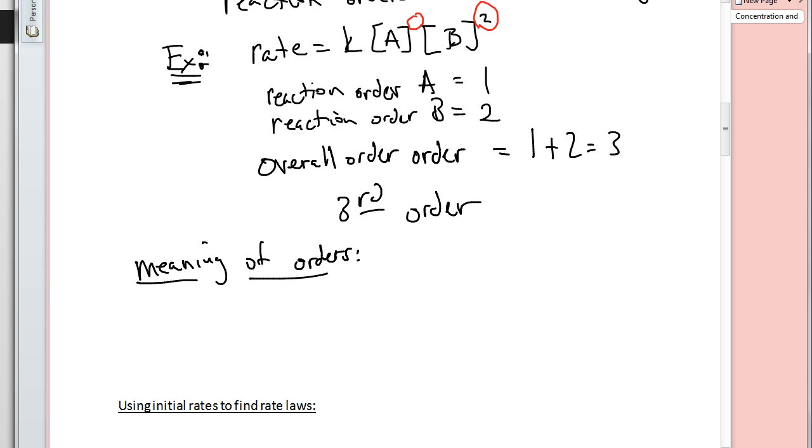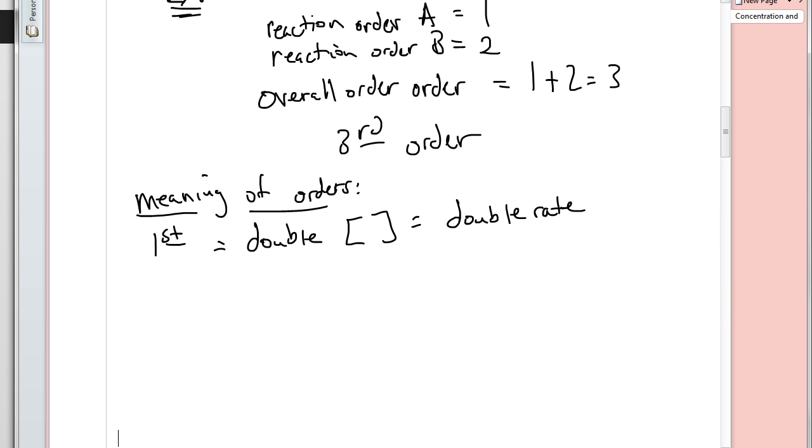Here's the meaning of orders. If you have a first order reaction, what that means is let's say you double your concentration. You go from 1 molar to 2 molar. Well, what does that do to the rate? That's going to double the rate. If you triple the concentration, you triple the rate. Quadruple the concentration, quadruple the rate. See how that works on a first order reaction? Of course you do.